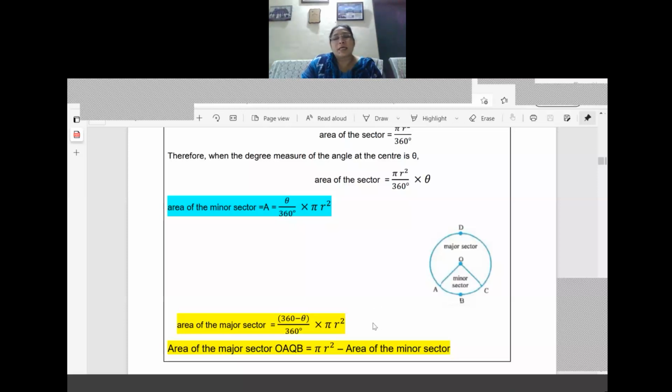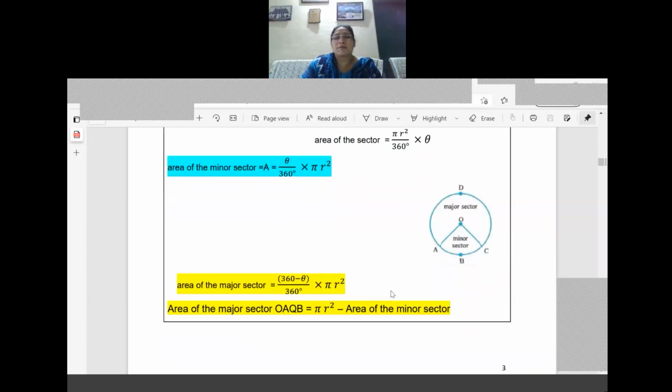Next, we learned about the area of the major sector formula, that is (360 minus theta) by 360 into pi r square. Two ways we can calculate area of the major sector, that is, a whole circle's area, pi r square, minus area of the minor sector. Depending upon the question you can choose. We have already told about all these things.